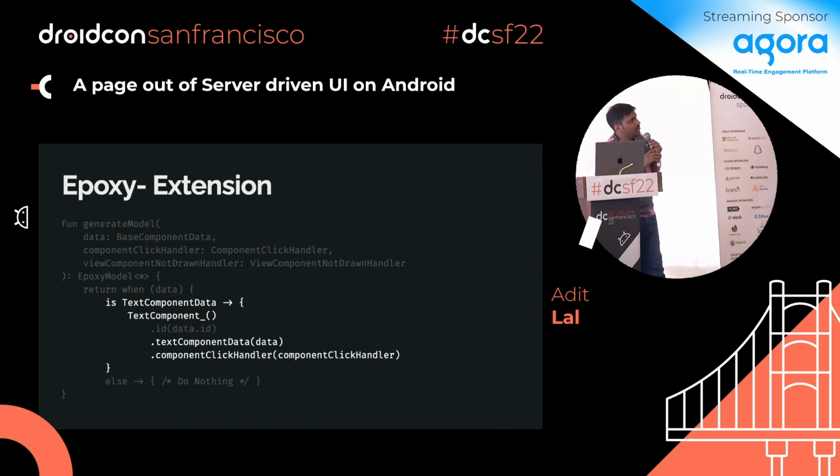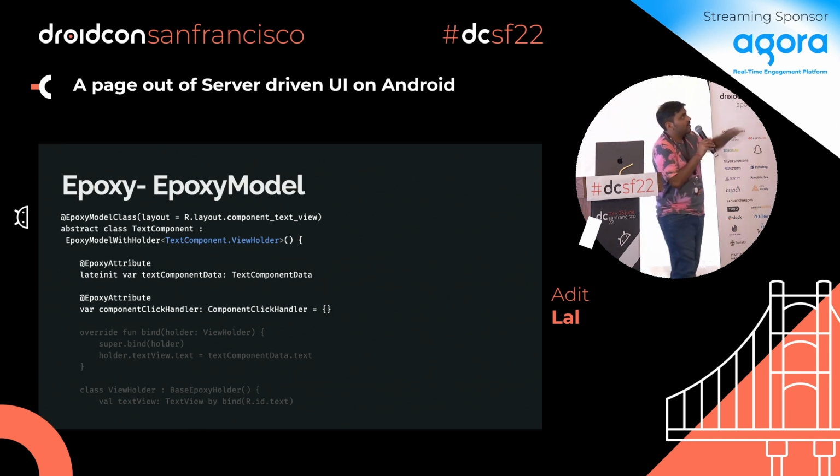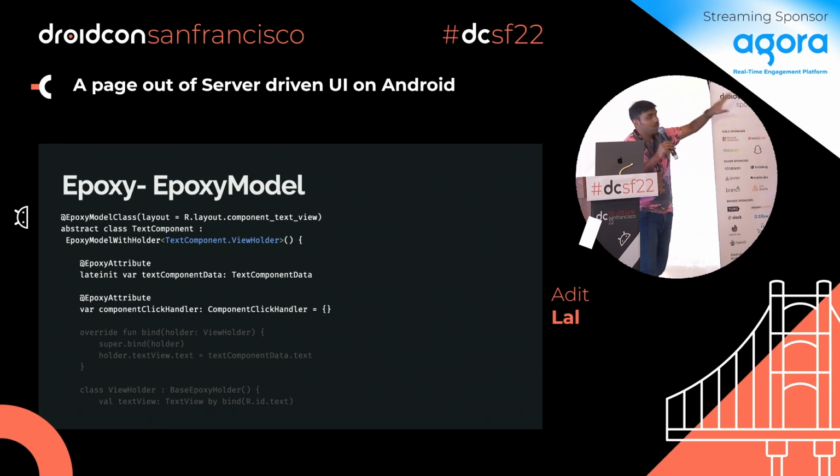Very simple concept. The two things that we have done here is we have added the epoxy attribute. I'll come back to the actual text component. Sorry, yeah. What we have done here is we have a lateinit. Obviously, we have the data class epoxy attribute, and then we have the component click handler. You can react to this view holder. The view holder can react to these two things based on whether this is re-triggered or not.